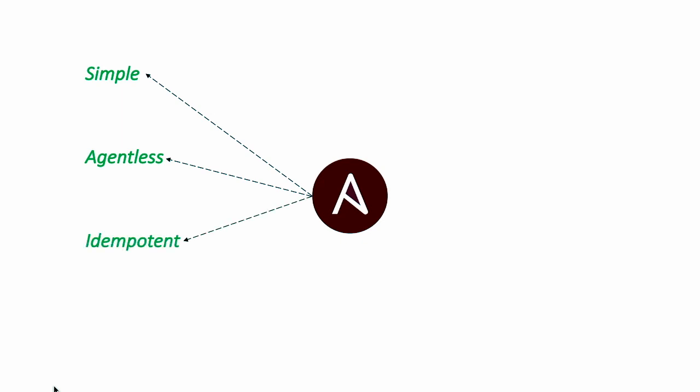By idempotent, I mean that if we run a same playbook multiple times on the managed node, it will always result in the same state of the system. So you don't have to worry about whatever happens if we run a same playbook multiple times on a managed host. It will always result in the same state. There will be no change in the state of the managed host.